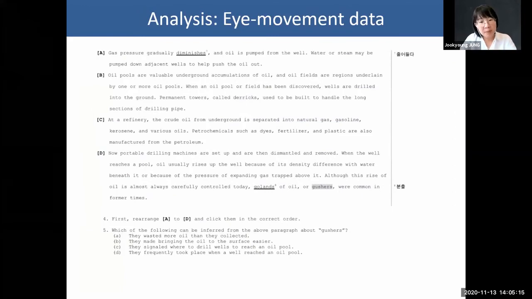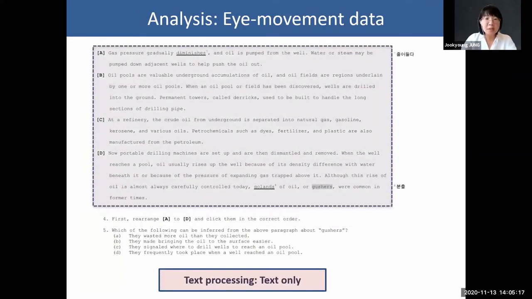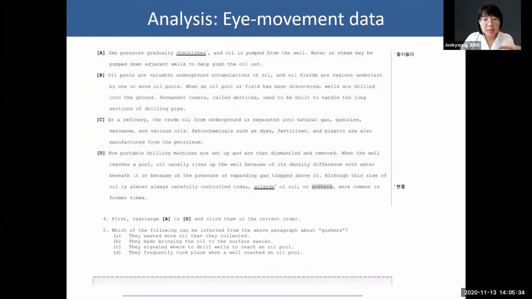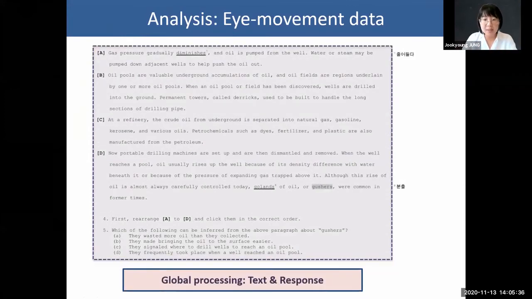And for the eye movement data, for the text processing indices, areas of interest were defined for the text part only. So text-only areas of interest reflected their reading processes. Whereas to see their global processing, both text and the reading comprehension items were selected at the same time together.